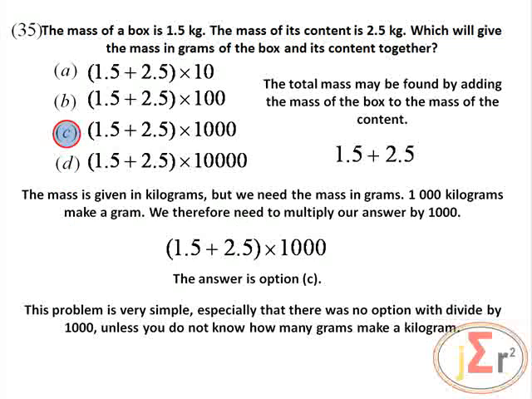This problem is very simple, especially since there was no option with divide by 1,000. So it should be a pretty much straightforward problem, unless you do not know how many grams make a kilogram. That would be the only distraction, if it were divided by 1,000 rather than multiplied by 1,000.